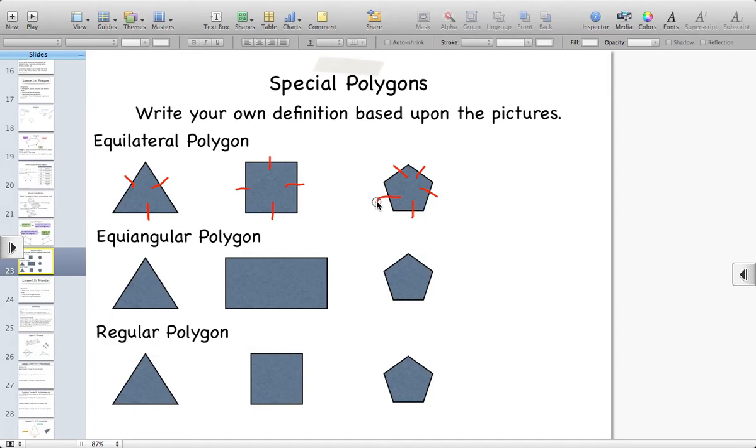An equiangular polygon. And then a regular polygon.